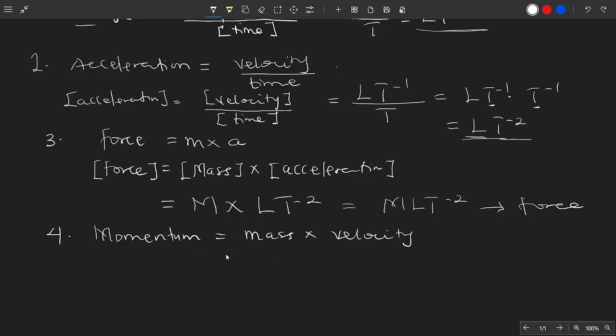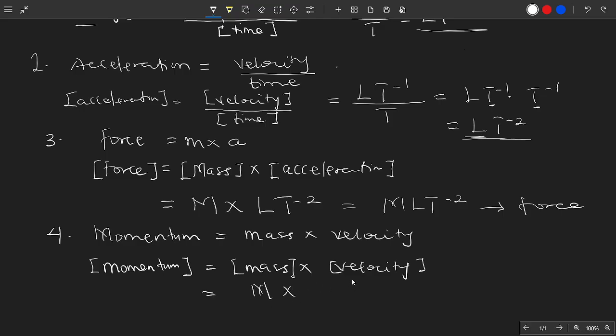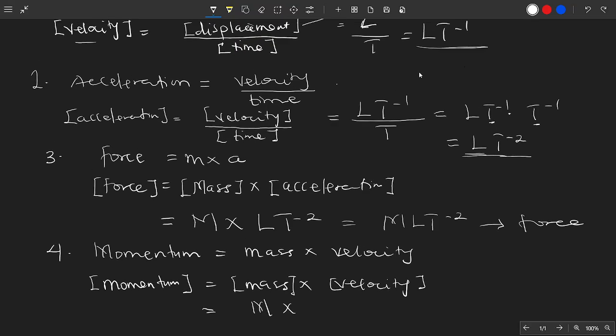This is capital what? This is momentum. So the dimension of momentum is equal to the dimension of mass times the dimension of what? Velocity. And this is going to give us what? What happens here? The dimension of mass is what? Capital M. Then times the dimension of velocity, which happens to be this.